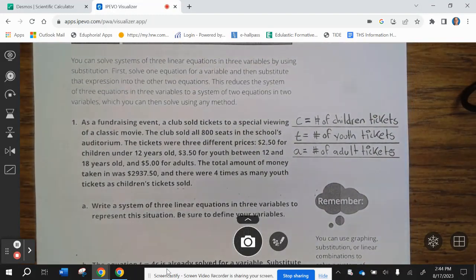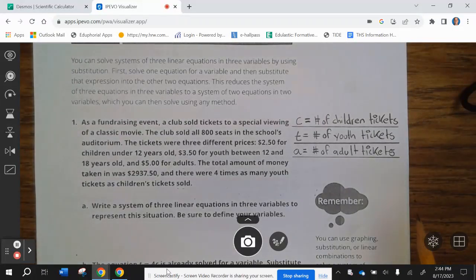As a fundraising event, a club sold tickets to a special viewing of a classic movie. The club sold 800 seats in the school's auditorium. The tickets were three different prices: $2.50 for children under 12 years old, $3.50 for youth between 12 and 18 years old, and $5 for adults. The total amount of money taken was $2,937.50, and there were 4 times as many youth tickets as children's tickets sold.